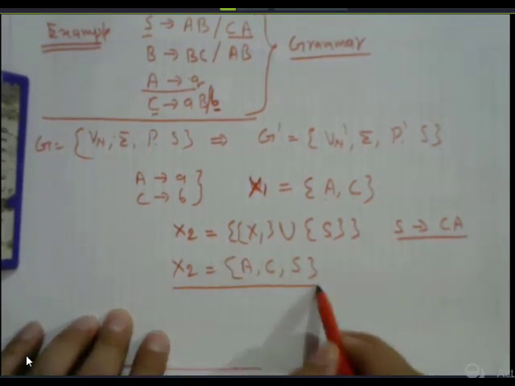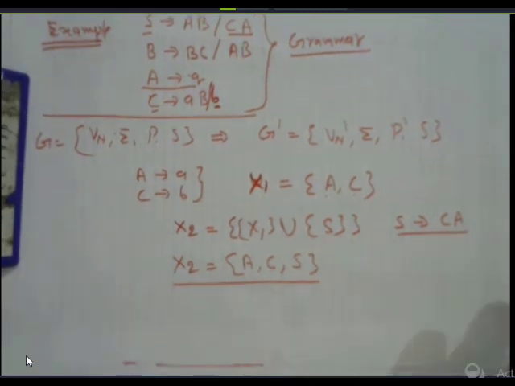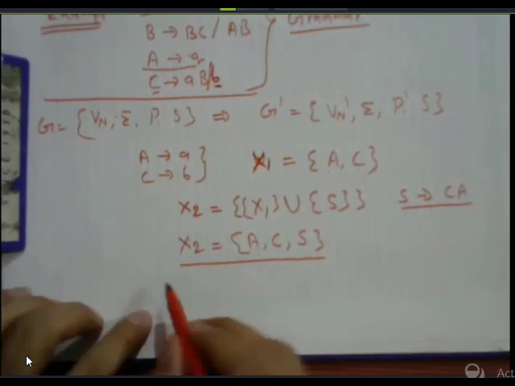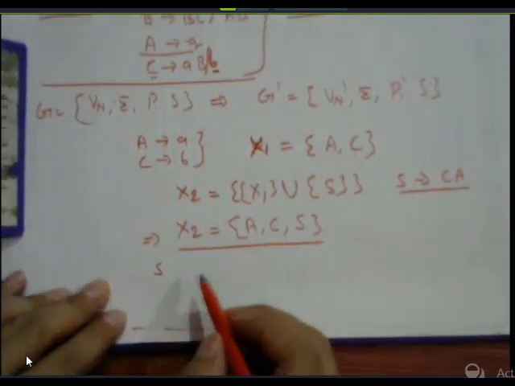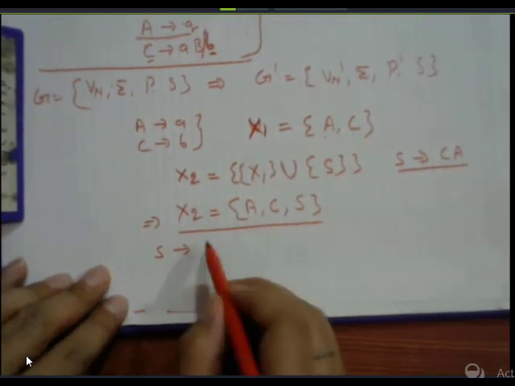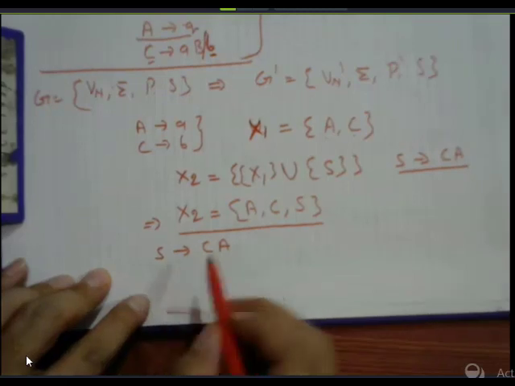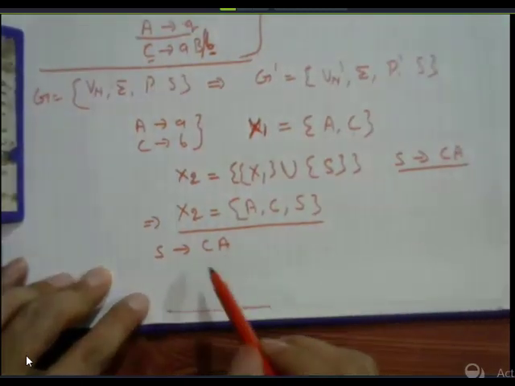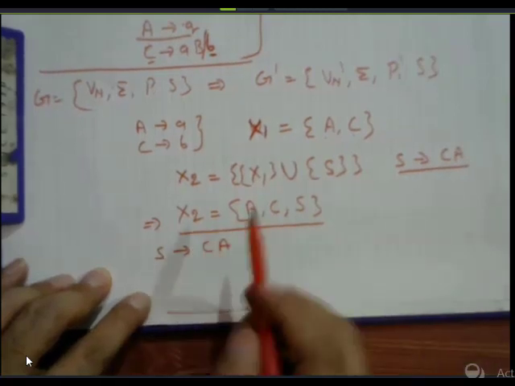These are the first results of the grammar. Then we can write the grammar in this form. The simplified grammar: S tends to CA. Only CA is remaining, because A, C and S can be used for the construction of the grammar.